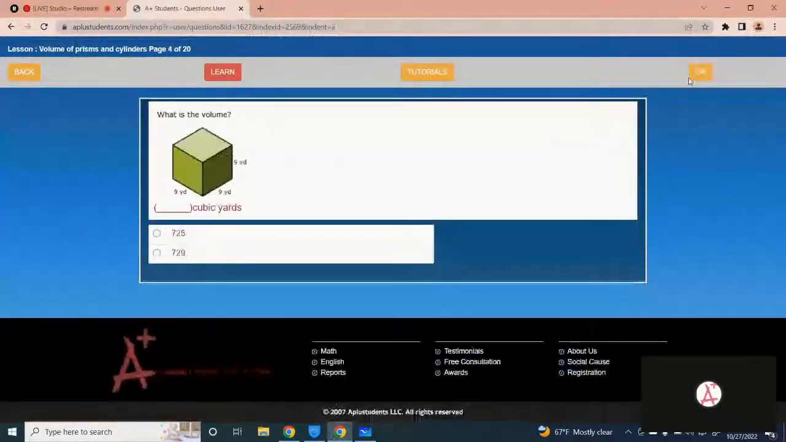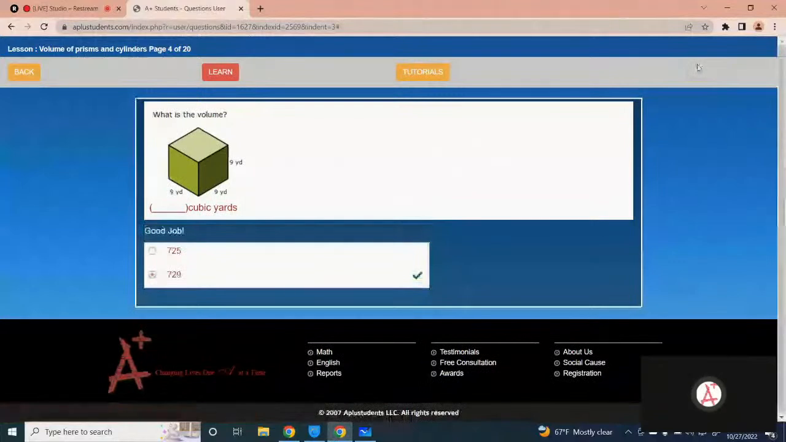Okay, the next one is again a cube. So the volume of the cube is side times side times side. All the sides are 9. So 9 times 9 is 81 and 81 times 9 is 729. Got it? So the correct option is 729. Just select the correct option and then click on the OK button.